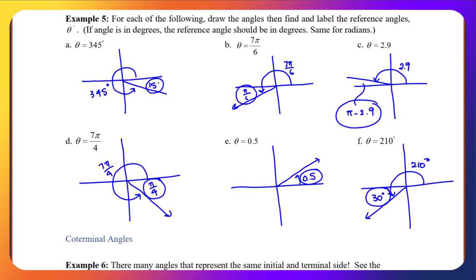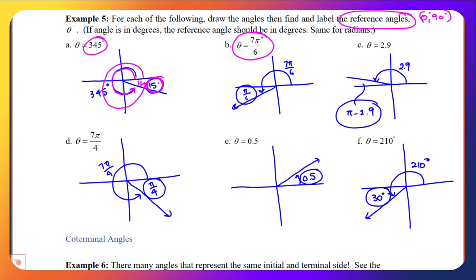So again, we're going to talk about a reference angle. Well, here's the rotation angle of 345. And so we should know that all the way around is 360. So this is going to be short of this x-axis by 15 degrees. Again, the reference angle has to be between 0 and 90.